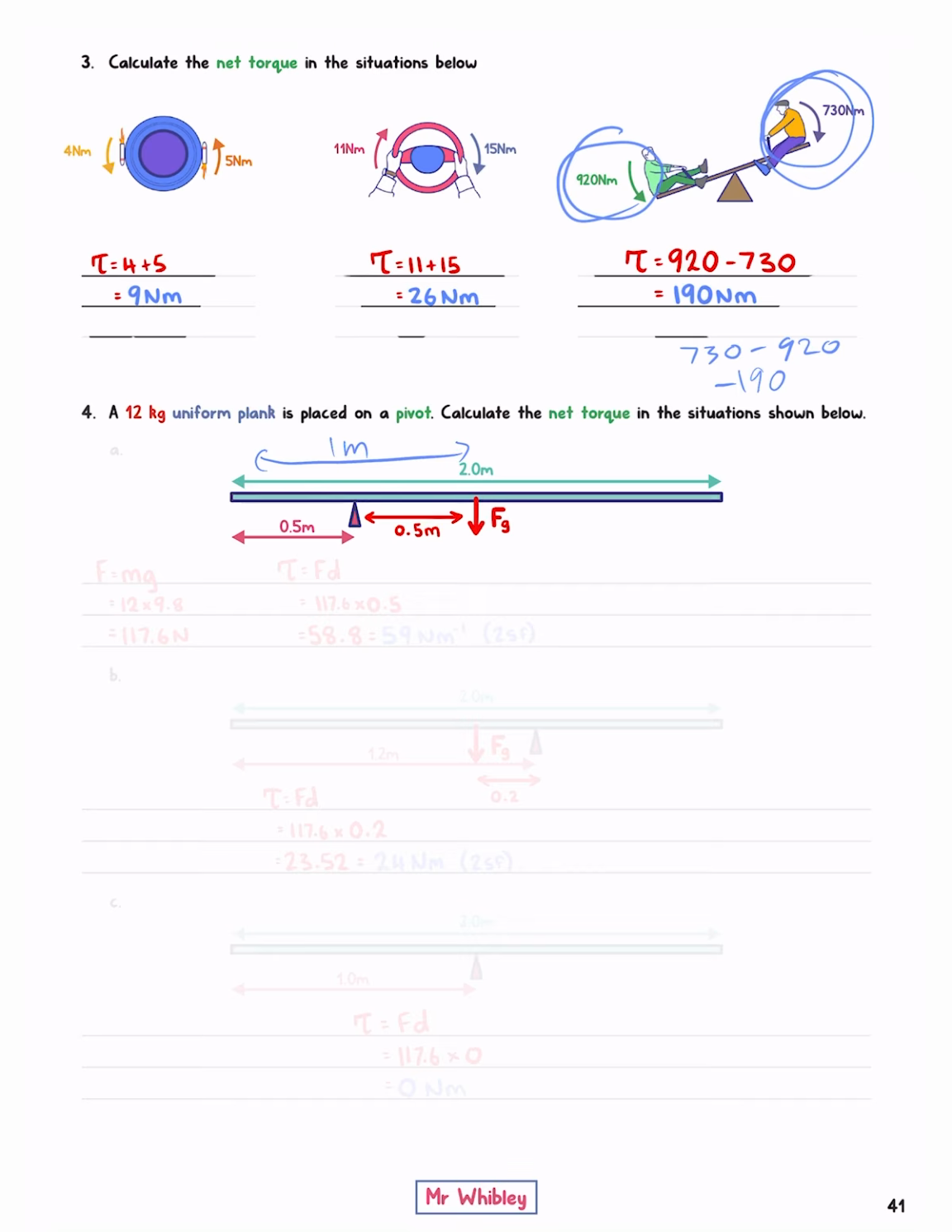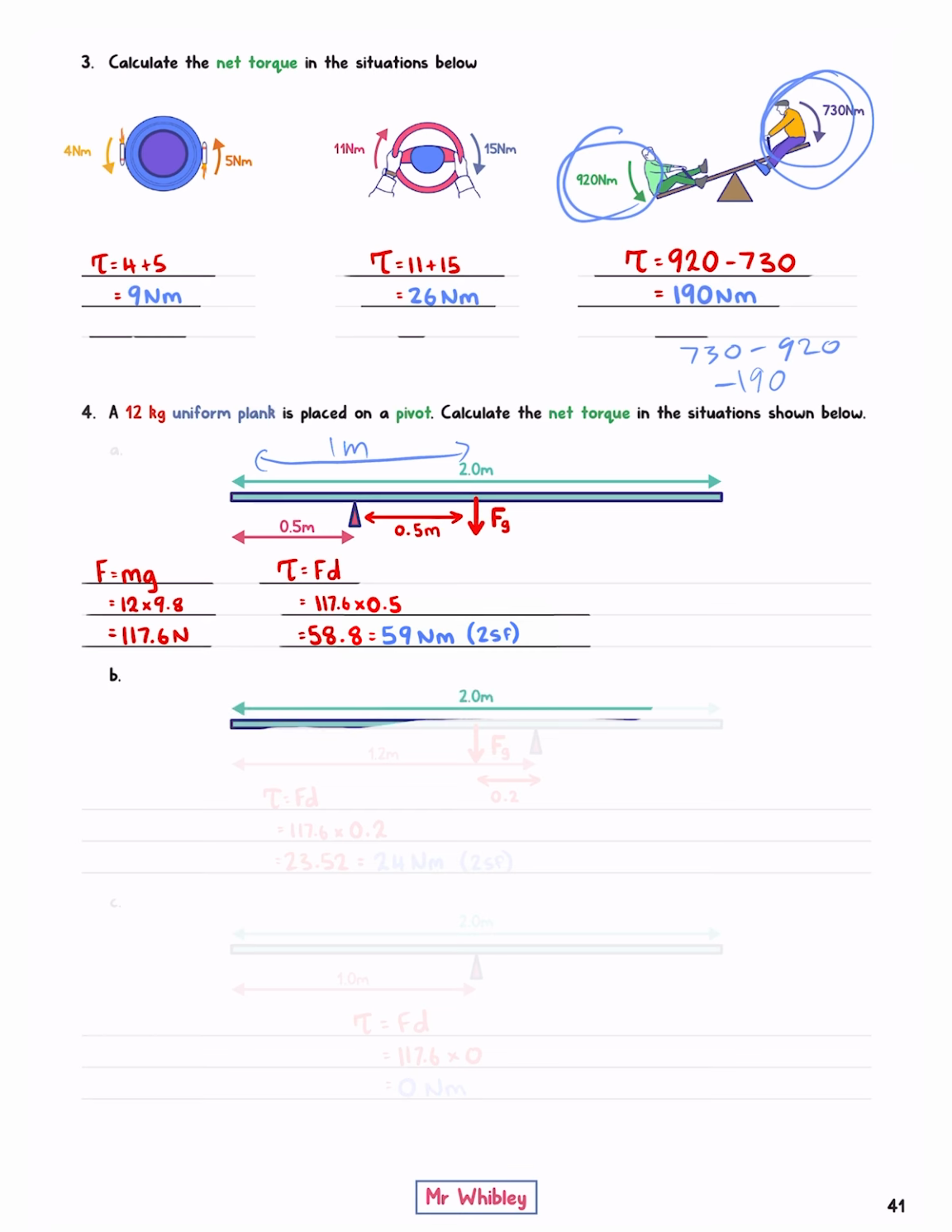The size of our force, because it's gravitational, is just mass times gravity. Putting these numbers in gives me 117.6 newtons. To find the torque, that is force times distance. Putting these numbers in gives me 58.8, or 59 Newton meters to 2 significant figures.